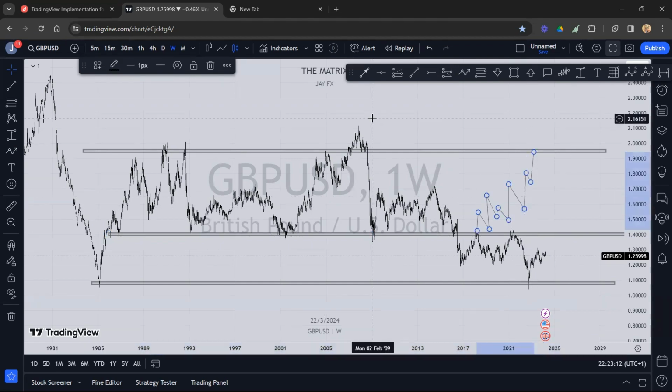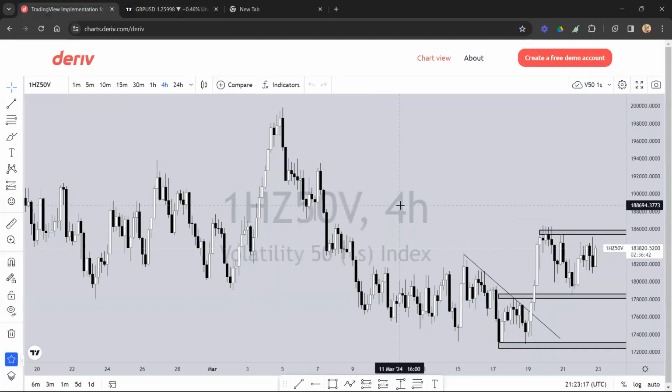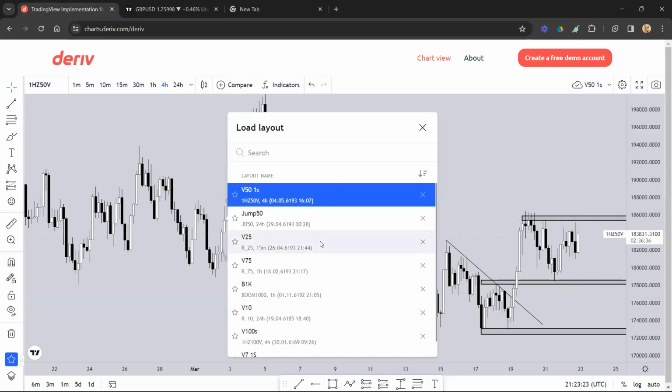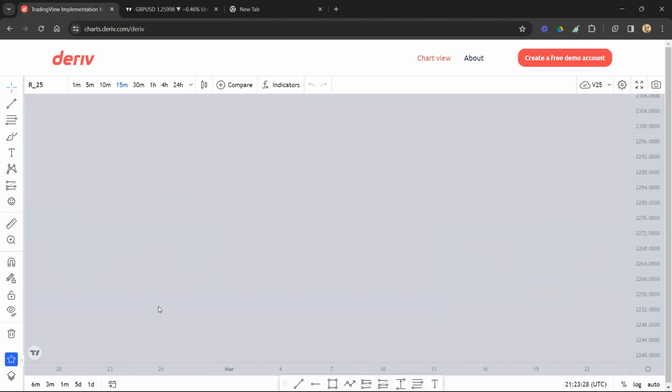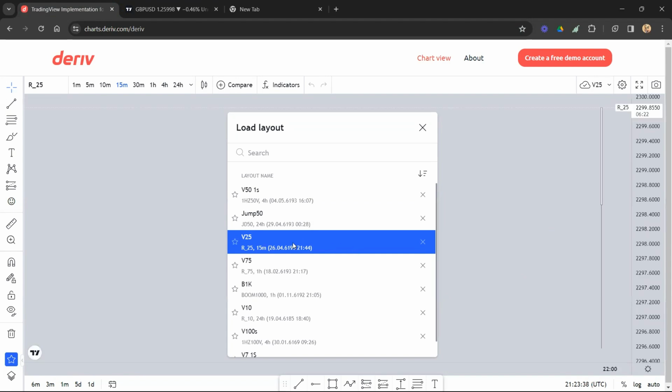Let me show you a very typical example on V25. I'm really angry with V25 because we're supposed to take a buy on V25, but it dribbled us. All right, let's see. Let's pull up V25. One sec, let the chart load up.